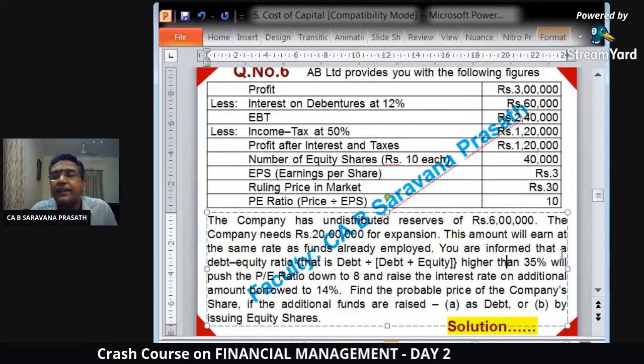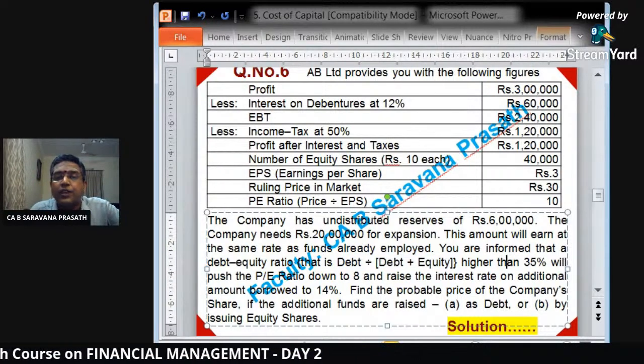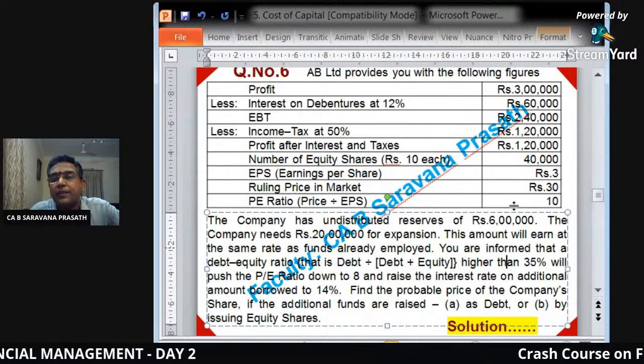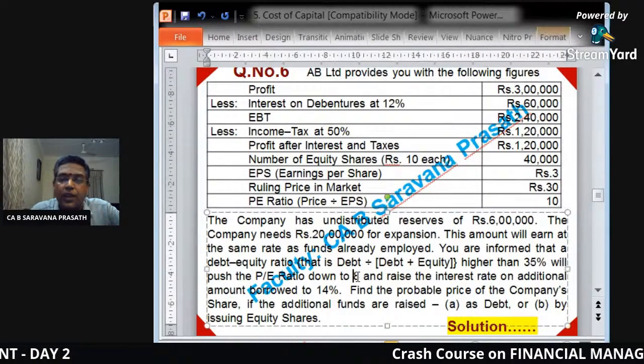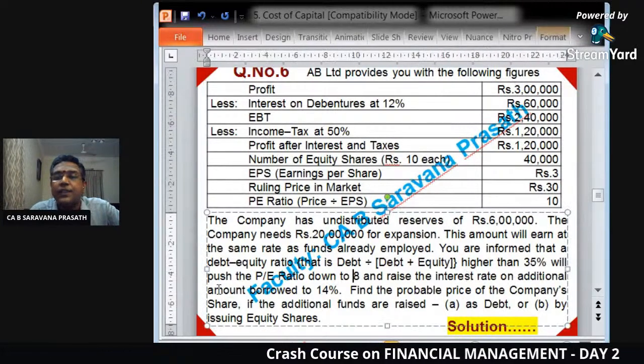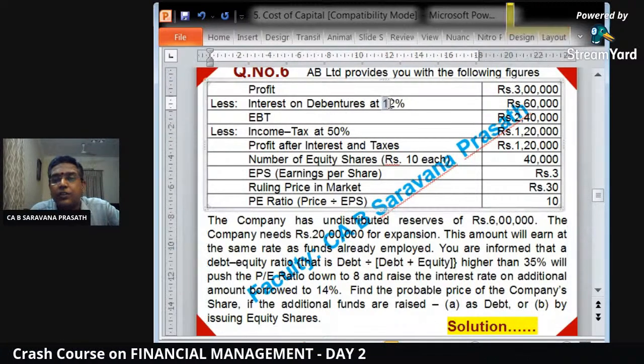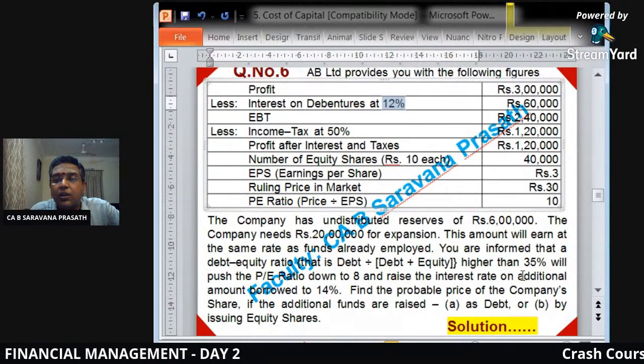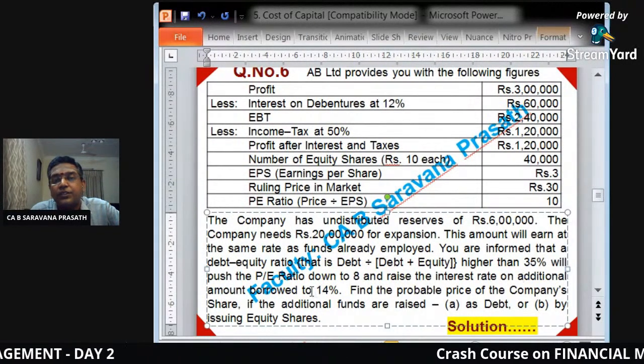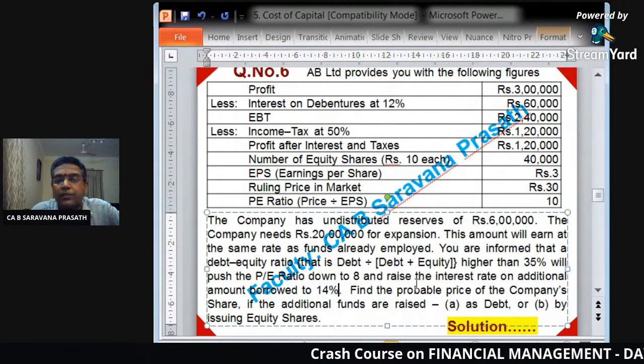If it is higher than 35%, it will push the P/E ratio down to 8. Presently, it is 10. It will push it down to 8, and raise the interest rate on additional amount borrowed to 14%. Existing loan is at 12%. Additional loan will be at 14%.